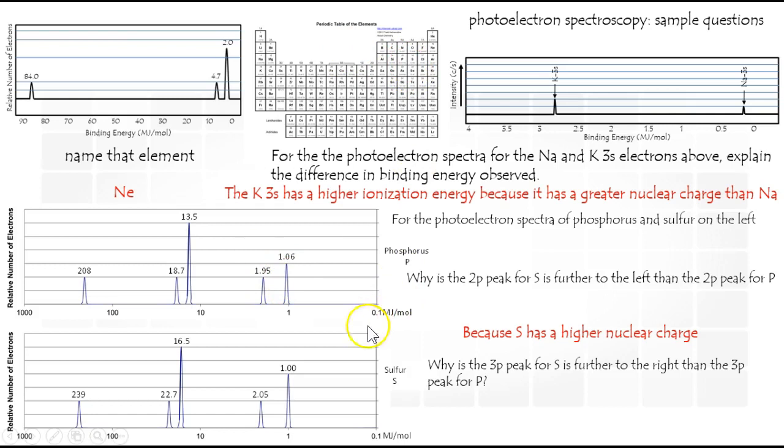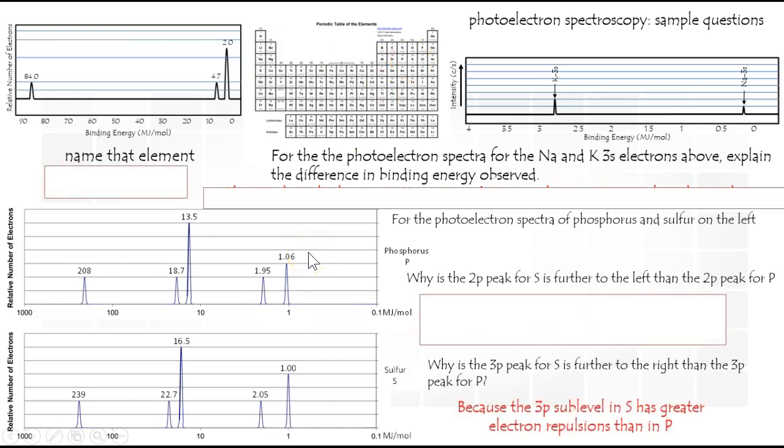Sulfur does have more electrons. It's 3p4, whereas phosphorus is only 3p3. So you'll have more electron repulsion in sulfur, making it a little bit easier to take those electrons off. These are some typical photoelectron spectroscopy problems.